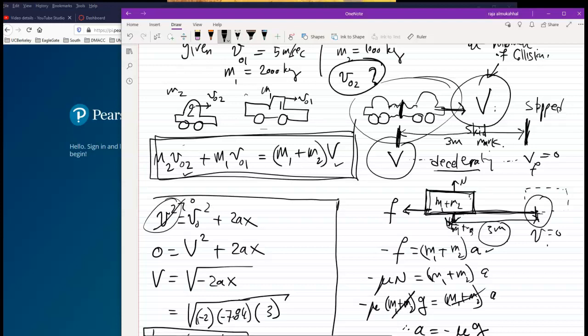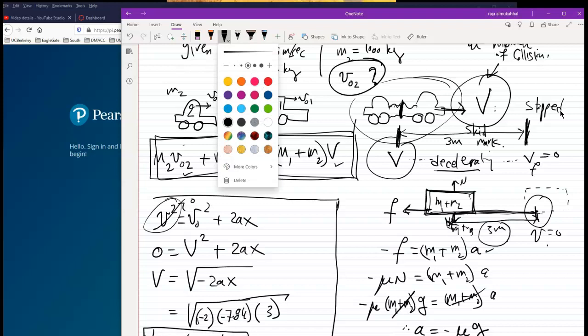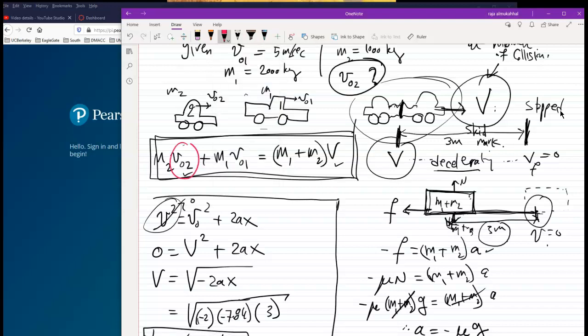Let me use another color. How about red? How about pink? I'm sure somebody will appreciate pink. Okay. So there we go.